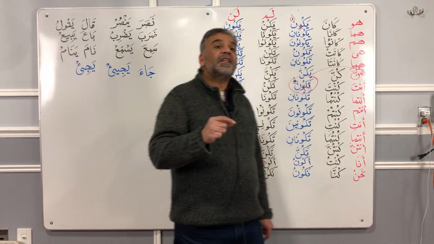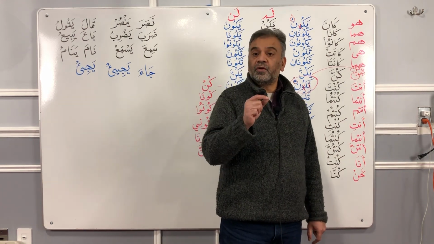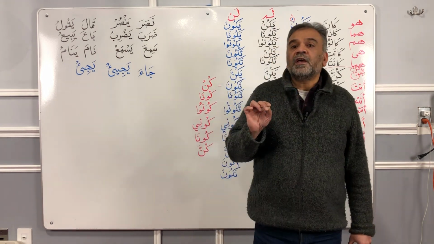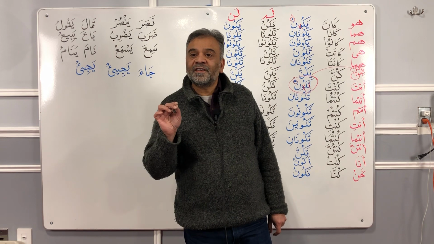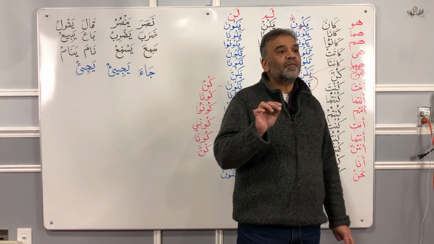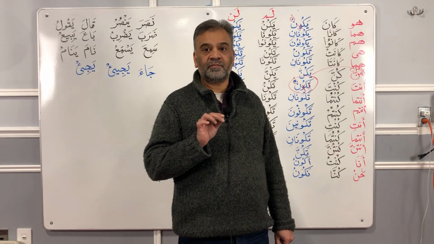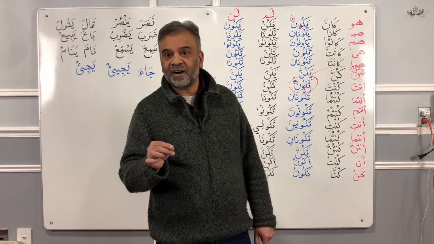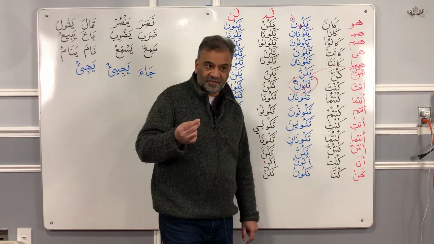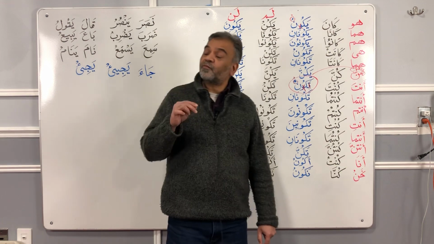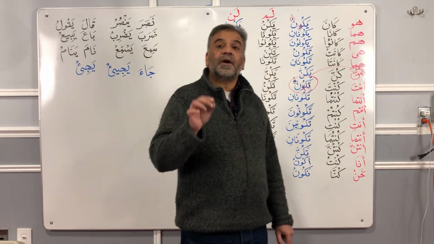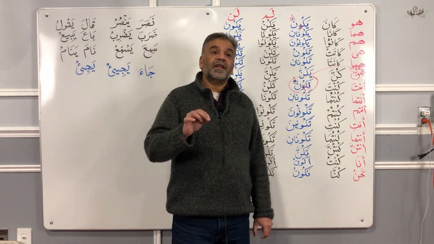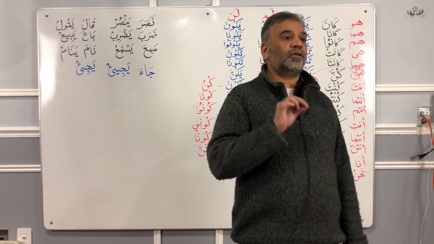The meaning of kana is "he was." So Kana Allahu Ghafuran Rahiman, right? Now somebody will say Allah was most forgiving and most merciful. He was, he's not anymore, because kana means he was, right? He was most merciful and most forgiving, but the fact is when kana comes with Allah subhanahu wa ta'ala, then it becomes an eternal truth.